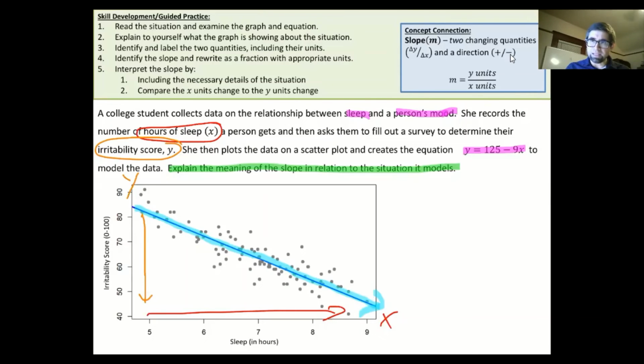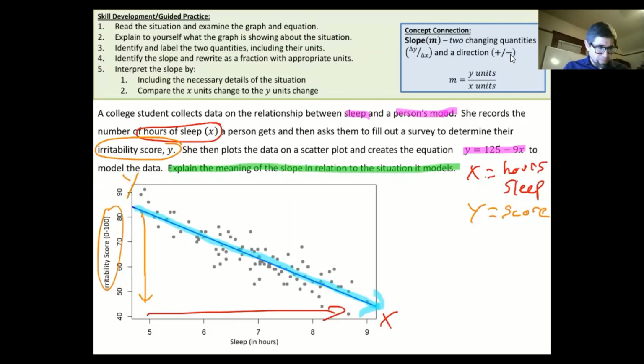Step 3, identify and label the two quantities. Okay, well, let's go ahead and keep our colors consistent here. Our x value, the x units we are talking about, is hours of sleep. Now, the y variable, what that's telling us is our irritability score. So I'm just going to write score for short here, since I can't even spell irritability and it's a really long word, but I'll make sure to include that when I can in the important part of our answer. But Y stands for our irritability score.